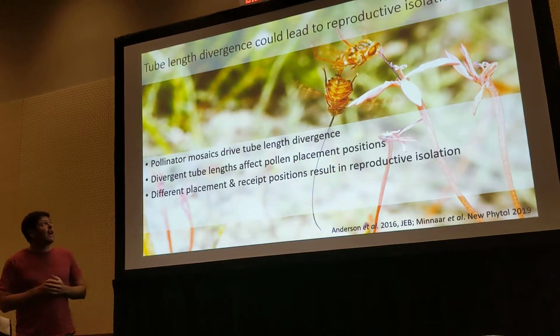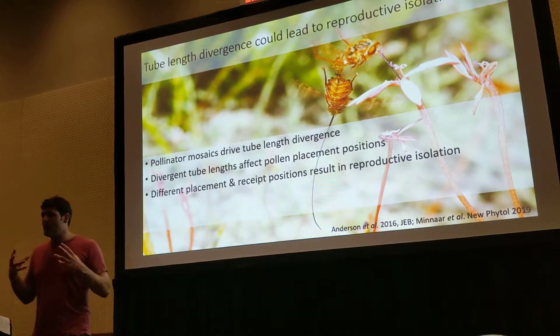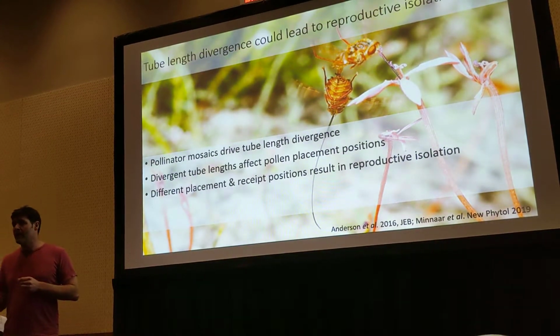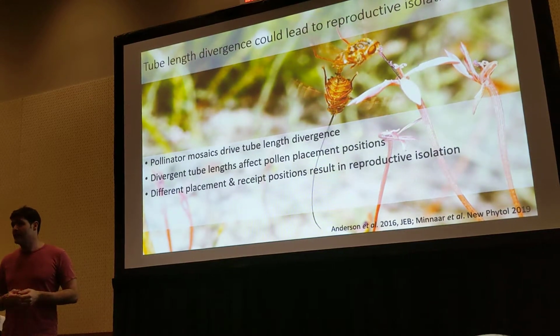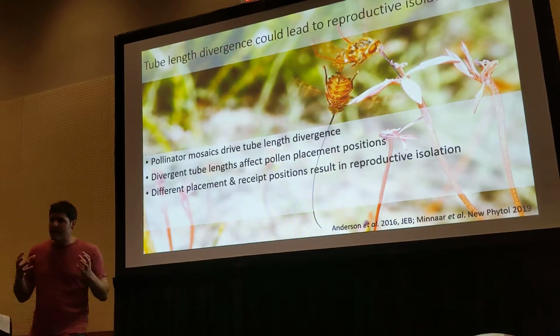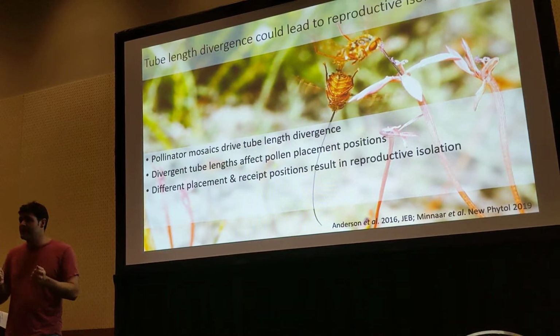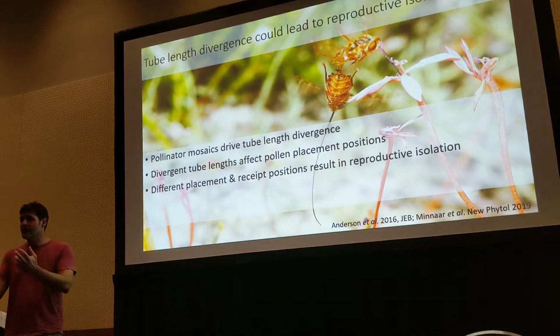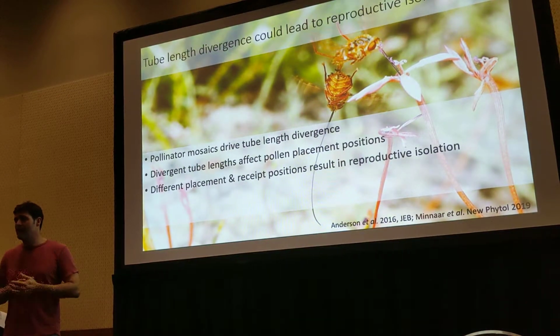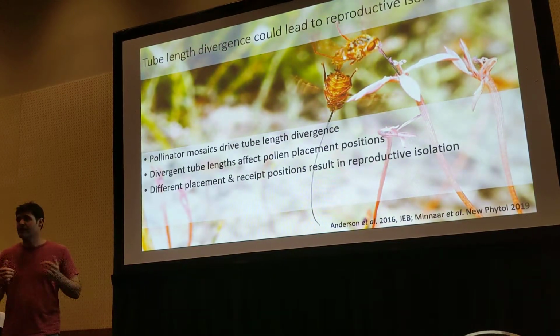So just to end, I think we've managed to show that tube length divergence can result in reproductive isolation, and that's because these different placement and receipt areas result in pollen being received differently by short and long tube plants, and that results in isolation.